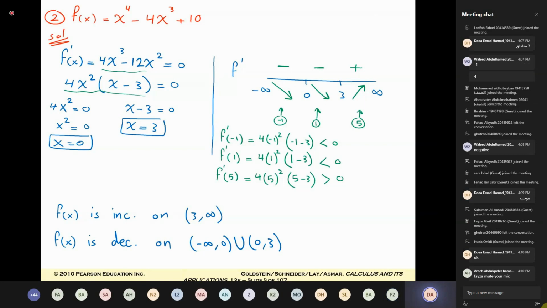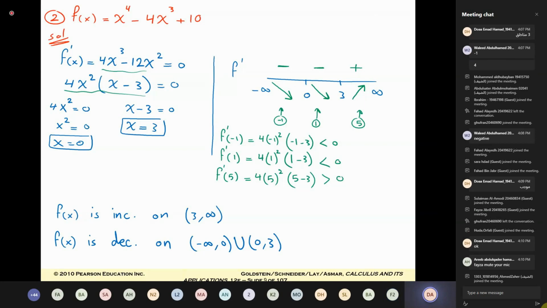Okay, any question? Any question about this example?